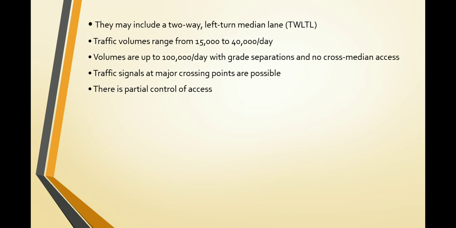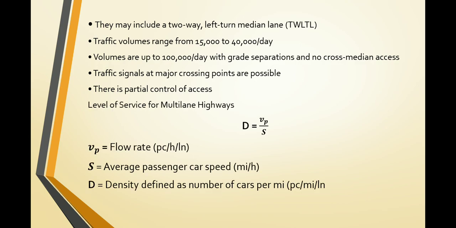They may include a two-way left turn lane or median lane. Traffic volumes range from 15,000 to 40,000 per day. Volumes are up to 100,000 per day with grade separation and no cross-median access. Traffic signals at major crossing points are possible. There is partial control of access. Level of service for multi-lane highways is the same as freeway, so D is equal to VP over S.